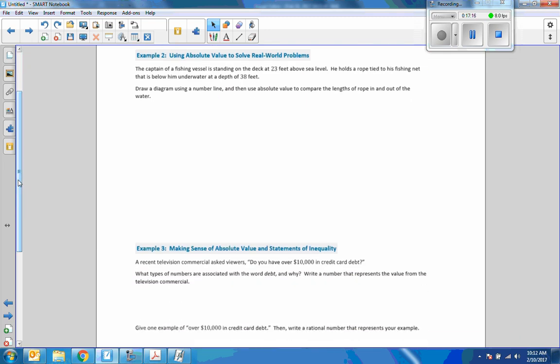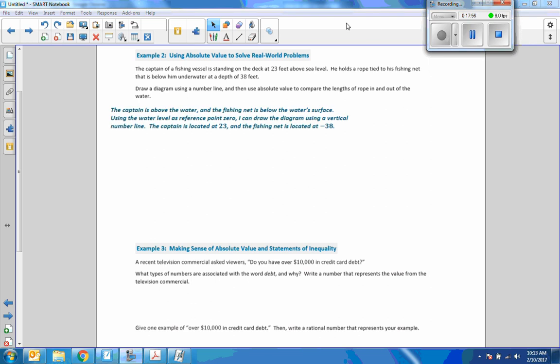The captain of a fishing vessel is standing on the deck of it at 23 feet above sea level. Okay, so he's standing on the deck 23 feet above the water level. He holds a rope tied to his fishing net that is underwater at a depth of 38 feet. Draw a diagram using a number line, and then use absolute value to compare the lengths of rope in and out of water. Okay, I'm not even going to attempt to draw this in here, so I'll do it elsewhere and bring it in.